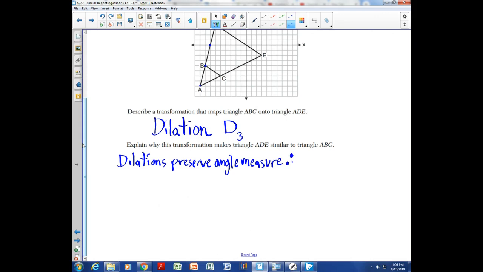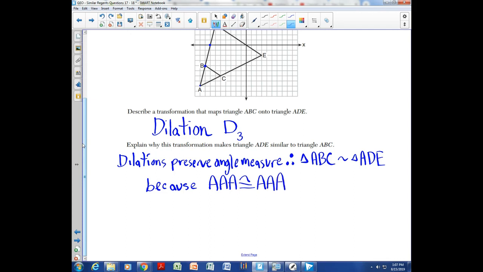Therefore, I'll use the dot, dot, dot. Therefore, triangle ABC is similar to triangle ADE because angle A is congruent to angle A, because all of the angles in one are congruent to all of the angles in the other. I know usually we just do an AA congruent to AA because you can basically stop once you've proven that two pairs of angles are congruent, but in this case, we happen to know that all three are, and therefore they are similar.